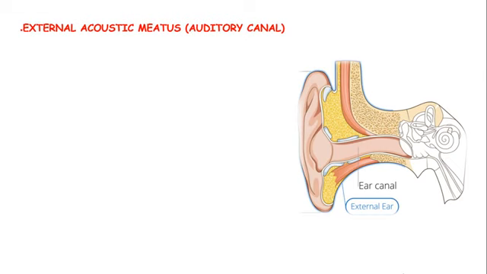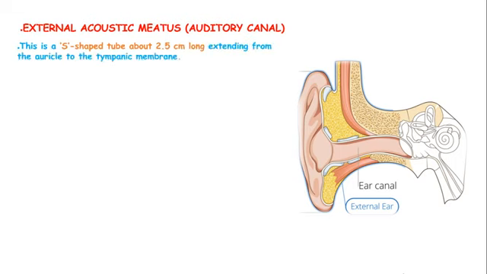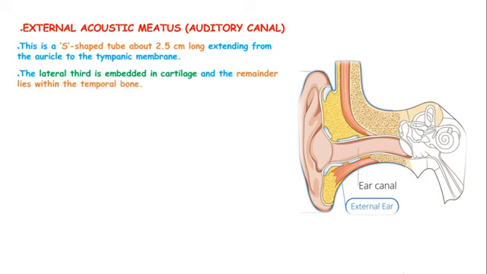External acoustic meatus, known as the auditory canal. This canal is an S-shaped tube about 2.5 cm long, extending from the auricle to the tympanic membrane. The lateral third is embedded in cartilage and the remainder lies within the temporal bone.